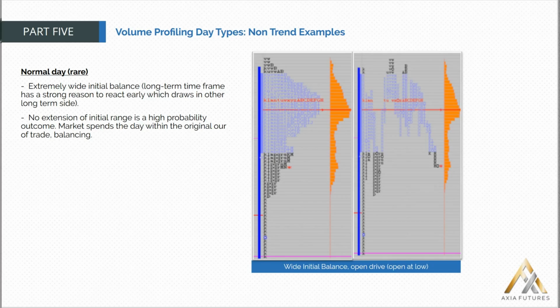Now note, long time frame participants have a strong reason to react early on, and this early reaction is what creates the very wide initial balance. The important clue and the important understanding is that on a normal day, there's no extension of the initial range, and it's a higher probability outcome that it's going to stay that way for the entire session.